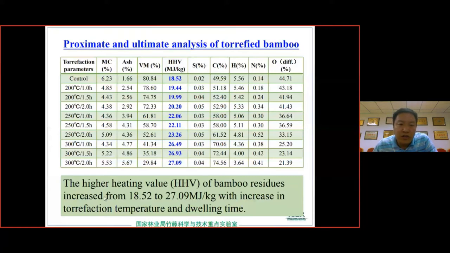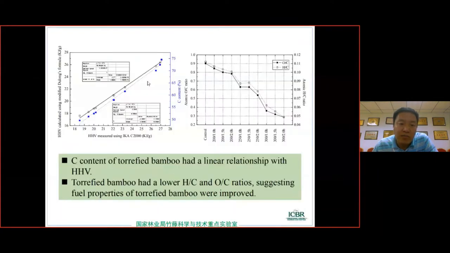According to this picture, we found the carbon content of the torrefied bamboo has a linear relationship with the HHV. And torrefied bamboo has low hydrogen to carbon and oxygen to carbon ratios, suggesting that the fuel properties of torrefied bamboo were improved.